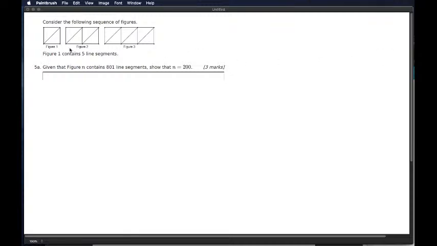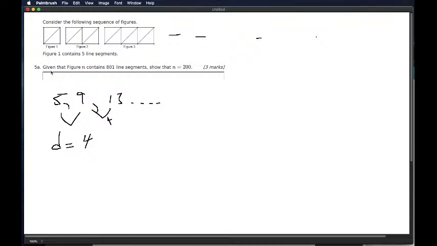Sequences and series. Figure n contains 801 line segments. Show that n is equal to 200. So if you keep on making this sequence, it's going to be more and more. So the first figure here has how many lines? 4, 5, right? The second has how many? 5, 6, 7, 8, 9. The third has 9, 10, 11, 12, 13, and so on. And you can see that the common difference is 4. All right. So this is an arithmetic sequence because it's going up by 4 every time. So this pattern is going to keep going up by 4.